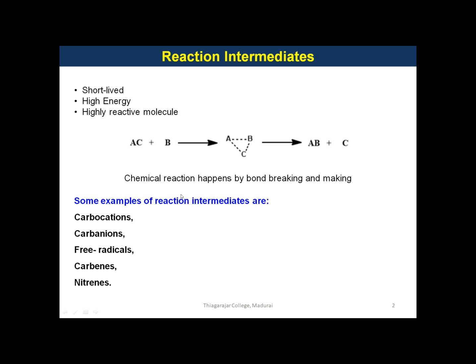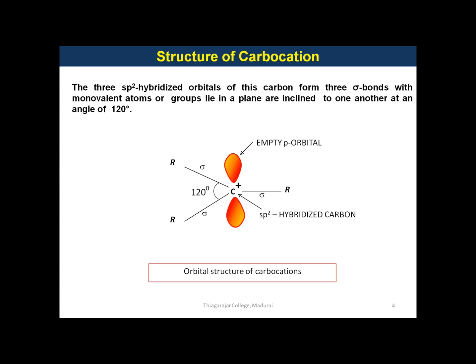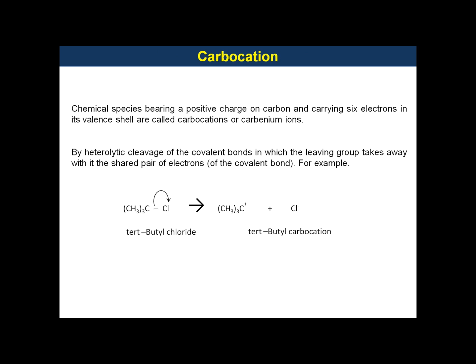Carbocations result from heterolytic cleavage. Here, carbon donates its shared pair of electrons to the leaving group, and carbon carries the positive charge. For example, in the case of haloalkanes, the removal of halide ion results in the formation of carbocations. Similarly, alkene and alcohol in acidic medium produce the carbocation.